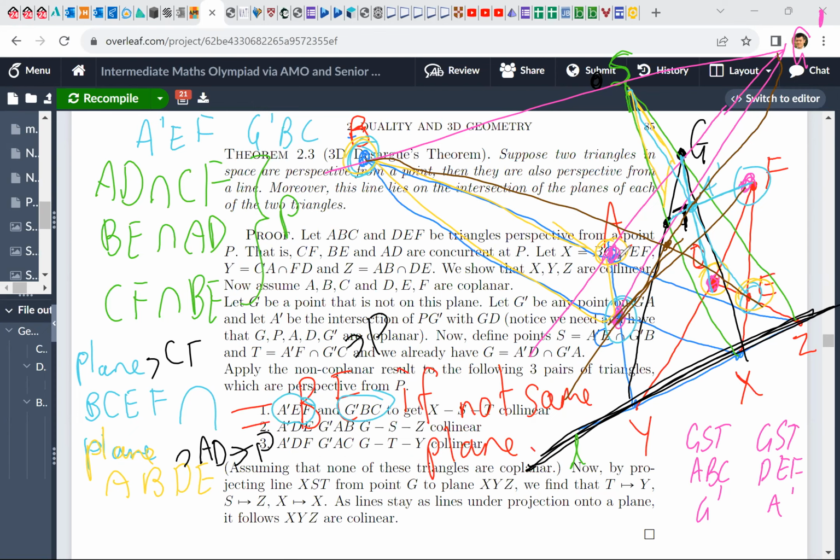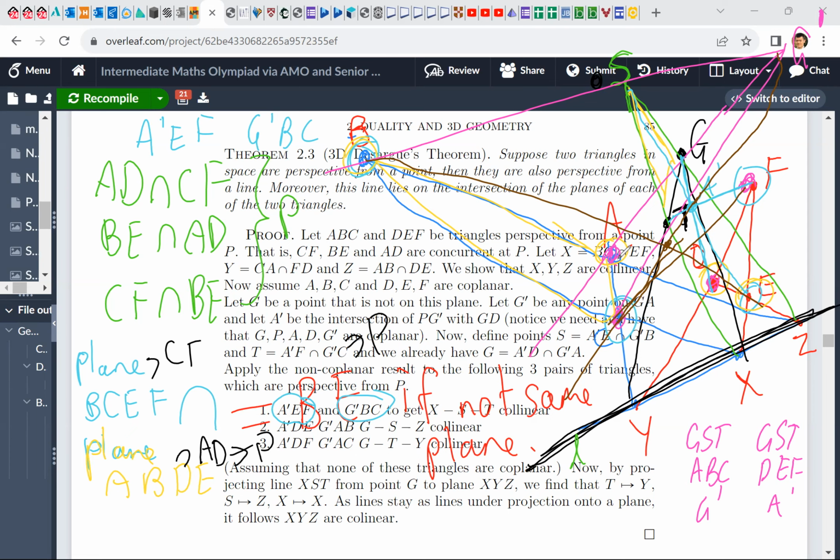Okay, so we're trying to prove that if ABC and DEF are perspective about the line XYZ, and we know that if they're not coplanar, they're perspective about a point for any two triangles like that. We're trying to prove that if they are coplanar, then they're also perspective about a point.